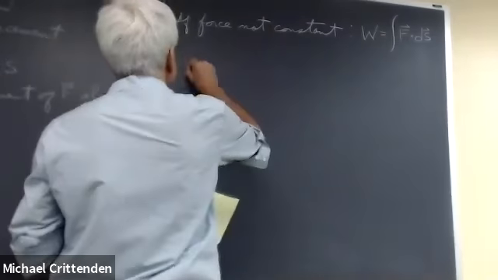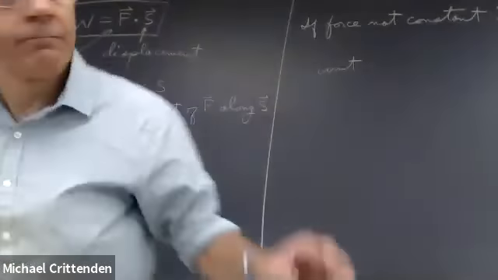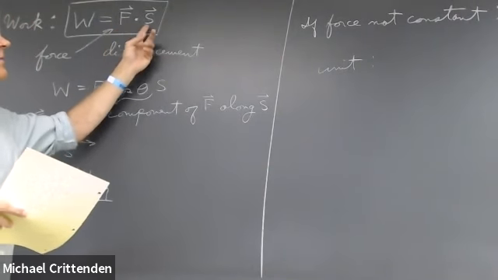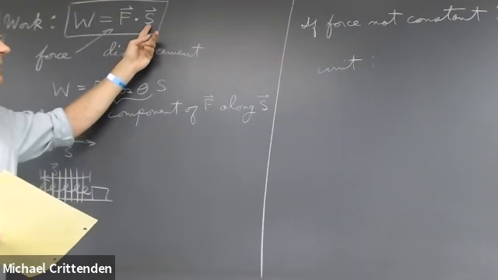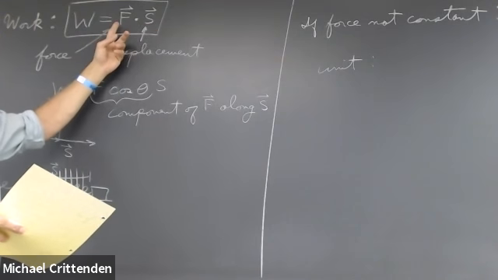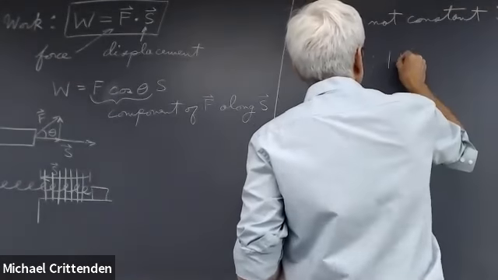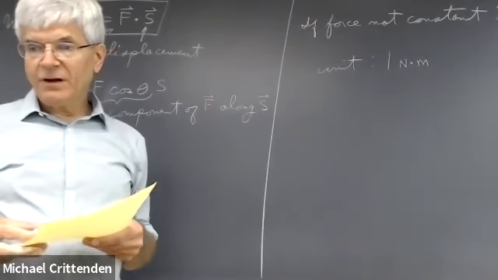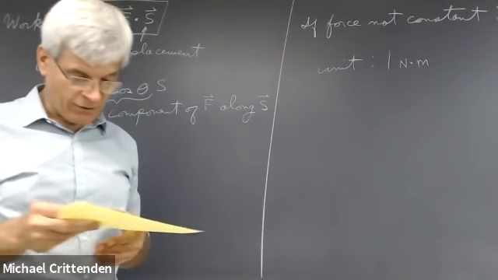the unit to measure work in. The SI unit for force is a Newton. The SI unit for displacement or distance, either one, is a meter. So work would be measured in newtons times meters. As is often the case, this combination of units is given a name of its own.